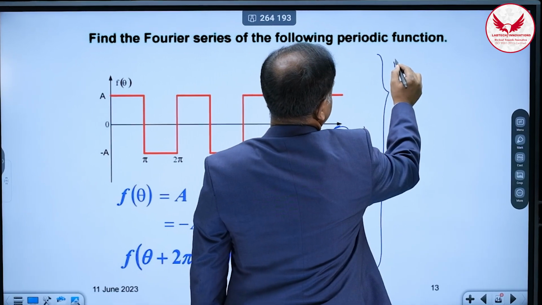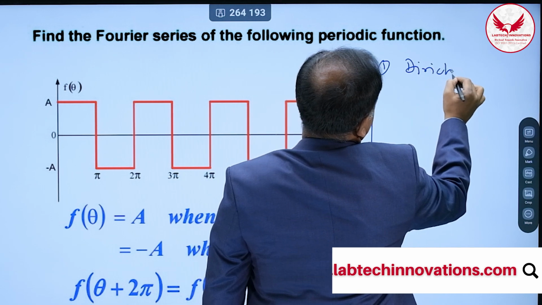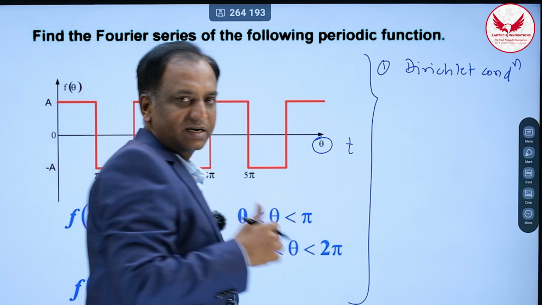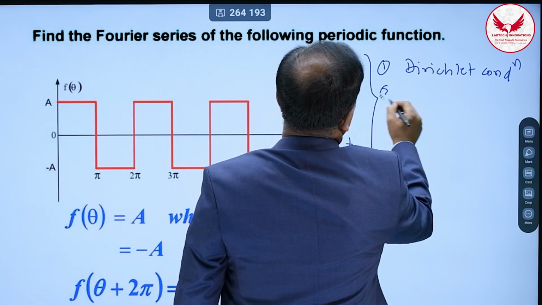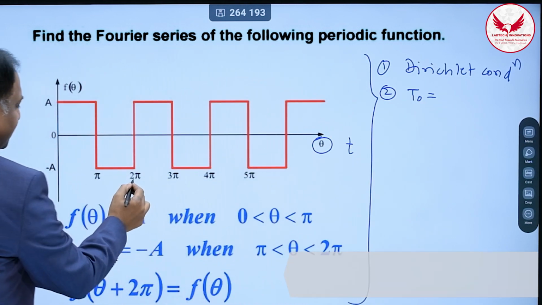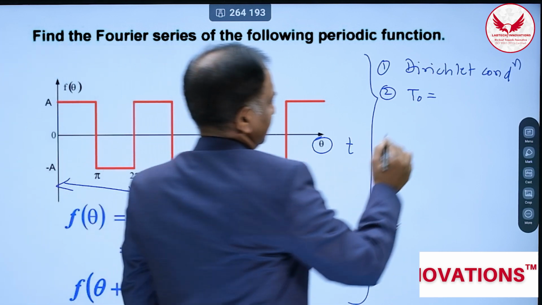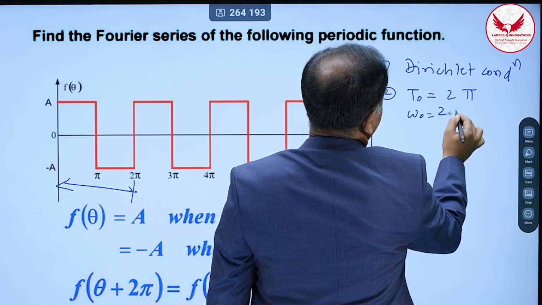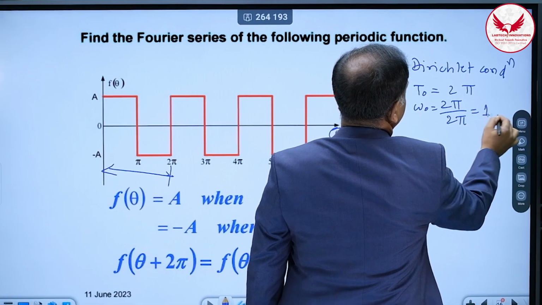The first step is you specify the Dirichlet conditions. So the signal satisfies the Dirichlet conditions, therefore the trigonometric Fourier series exists. The second step, you find out the value of T0. As the signal is periodic, if you look at one complete period, T0 is equal to 2 pi. From this you can find omega 0 is equal to 2 pi divided by capital T, that is 2 pi divided by 2 pi, which is equal to 1.